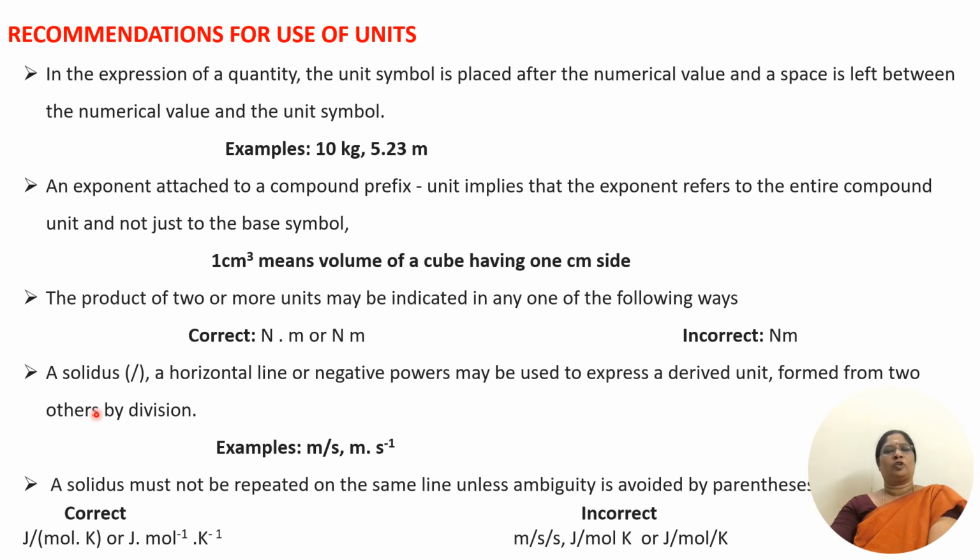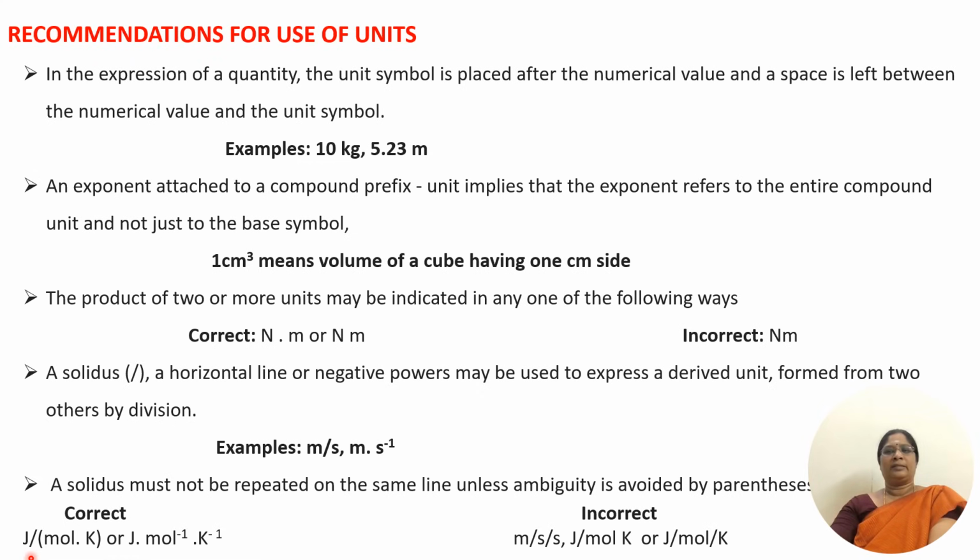And then a solidus, usually a horizontal line, or negative powers may be used to express a derived unit formed from two others by division. For example, it can be written as meter per second or meter second inverse.